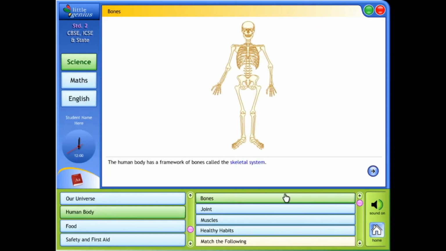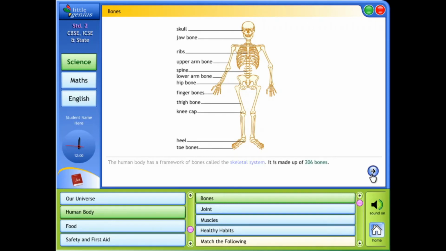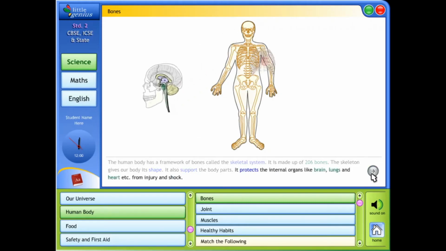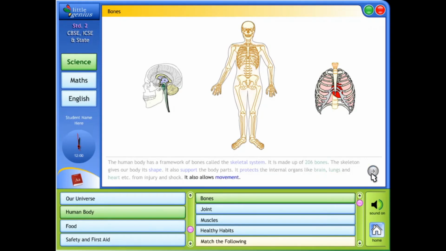Bones. The human body is a framework of bones called the skeletal system. It is made up of 206 bones. The skeleton gives our body its shape. It protects the internal organs like brain, lungs and heart etc. from injury and shock. It also allows movement.